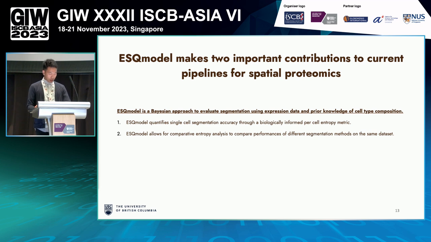So to sum it up, we present a novel Bayesian approach, ESQmodel, that can quantitatively evaluate cell segmentation quality using expression data and prior knowledge of expected cell type composition. ESQmodel makes two important contributions to current pipelines in spatial proteomics. The first is that ESQmodel quantifies single-cell segmentation accuracy through a biologically informed per-cell entropy metric, which can be used to detect the presence of erroneous segmentation.